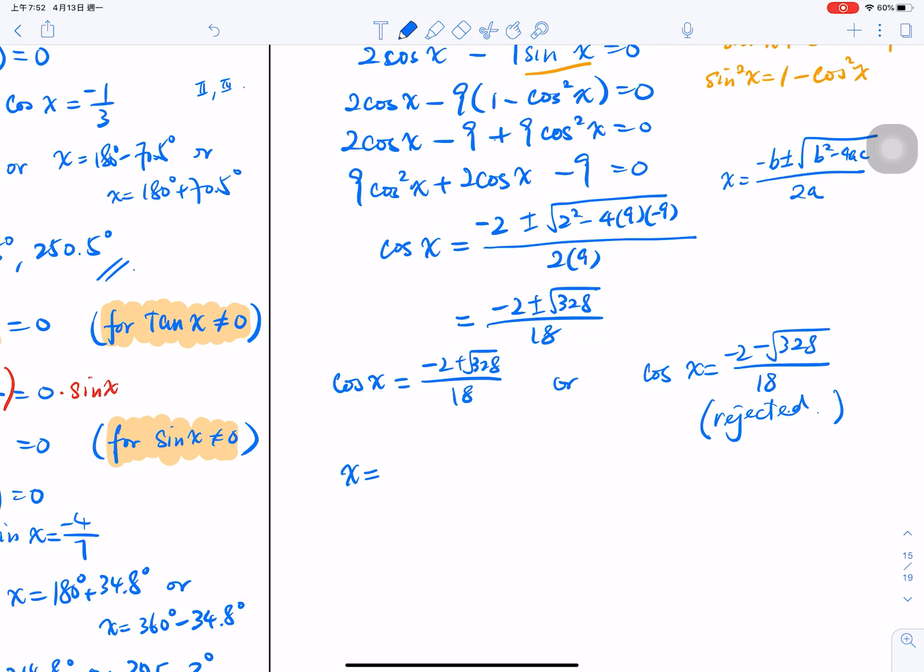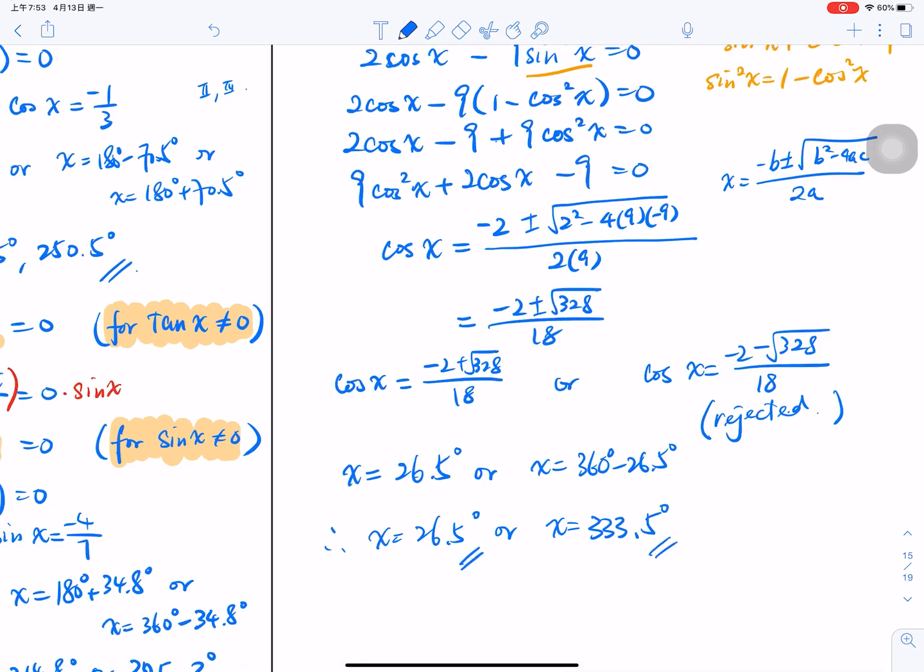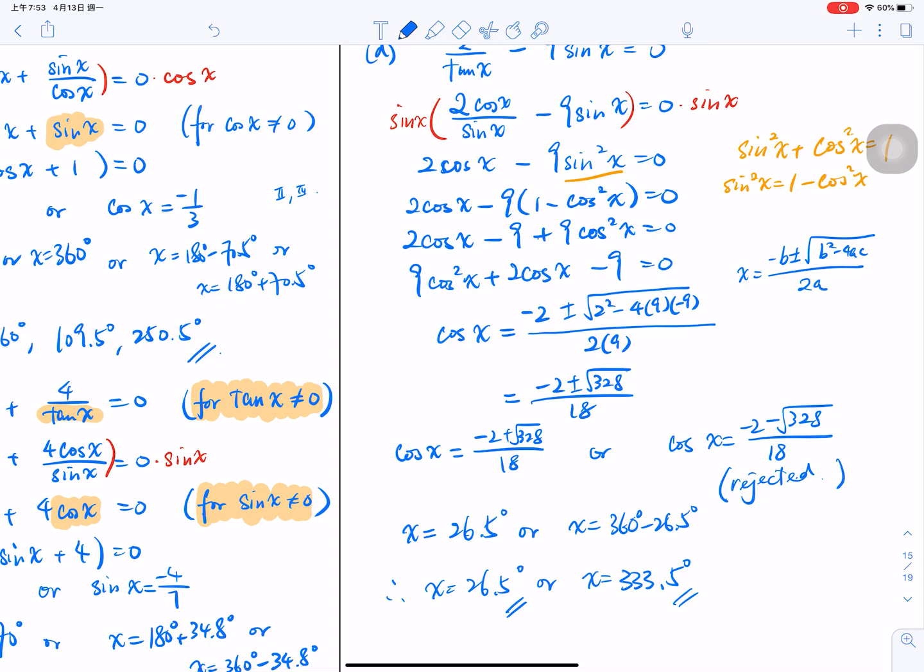So x equals 26.5, quadrant 1 or quadrant 4. Right. So at the end, x equals 26.5 degrees or 333.5 degrees. Right. So now you can solve more equations.